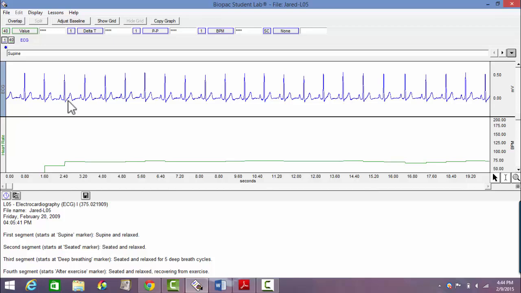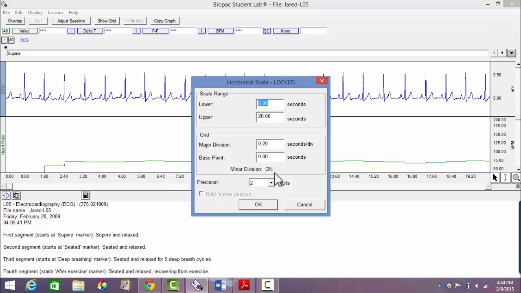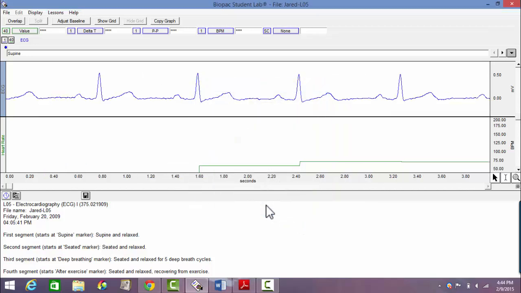But there's a lot of cycles here, so I think I want to focus in on maybe four really good cycles. So let's see, one, two, three, four. That's about 4 seconds worth. So why don't we change the scale and go from 0 to 4 seconds? One, two, three, four. So I have four really nice cycles here.